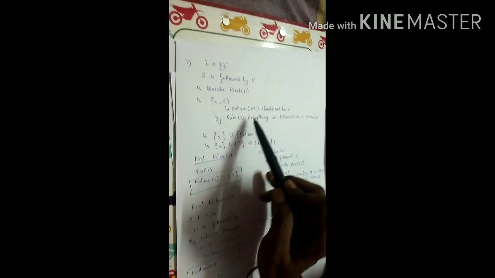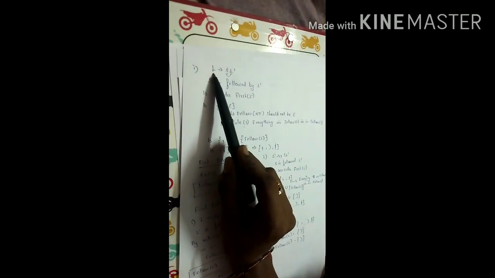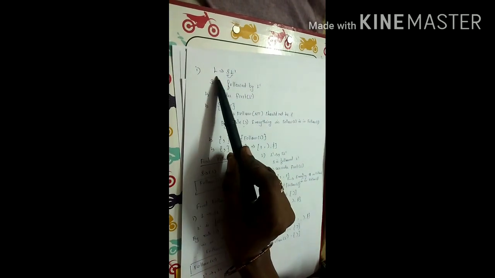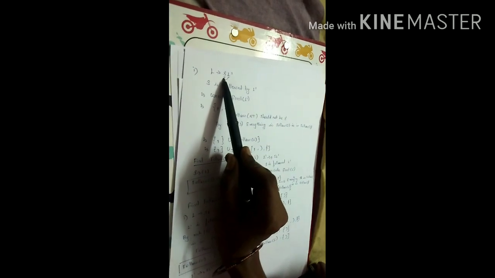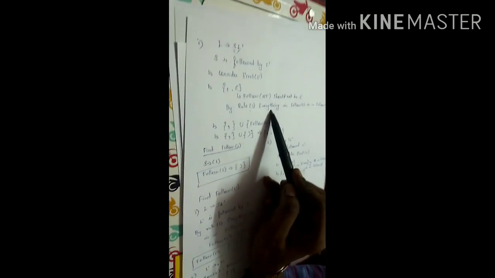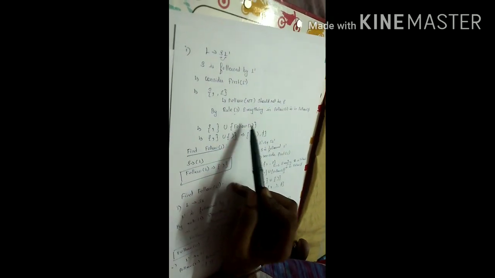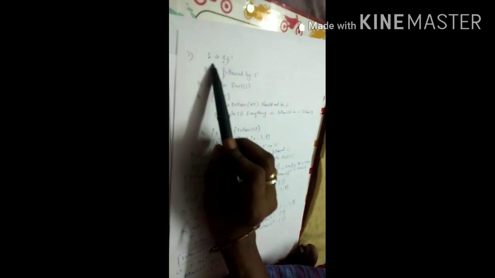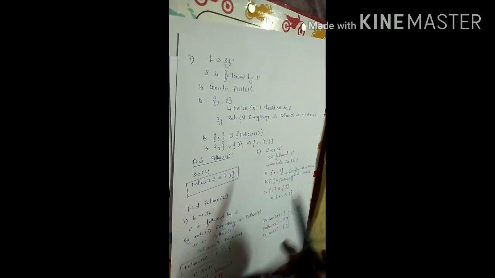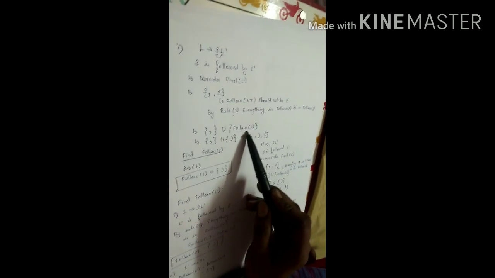So by rule 3, everything in follow of L is in follow of S. Based on that, we can write this as comma, and instead of epsilon we write follow of L by rule number 3. But we have to find the value of follow of L. Next we'll see how to find follow of L.